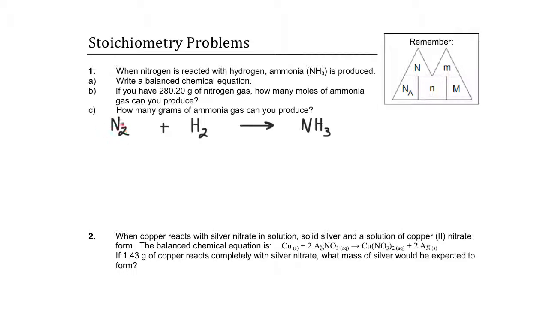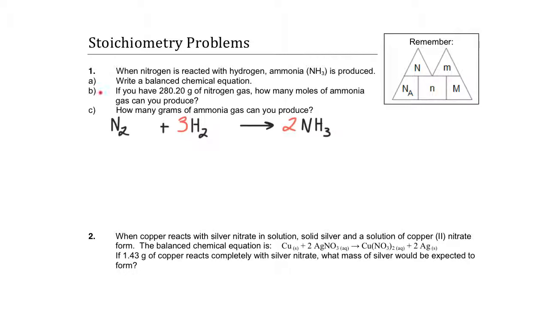So I've got 2 nitrogens on the left, only 1 on the right. I have 2 hydrogens on the left, I have 3 on the right. So after I balance it, I'll find that if I put a coefficient of 3 in front of the hydrogen and a 2 in front of the ammonia, now it balances out. I have 2 nitrogens on either side, and I have 6 hydrogens on either side. So now I have a balanced chemical equation.